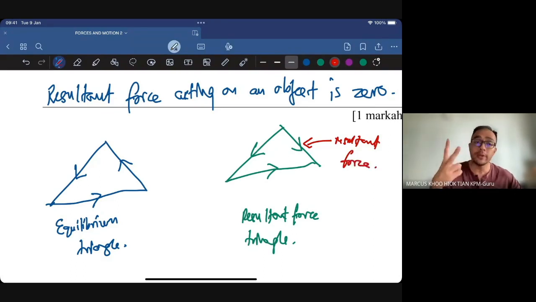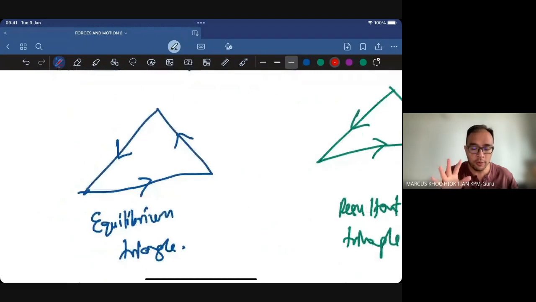Okay, there are two kinds of triangles that you need to know in this chapter. One is the equilibrium triangle, in which all the three forces go in one direction. Okay, and then the second one is the resultant force triangle, where two of them are in one direction. The resultant force is the one that is going in the opposite direction. Okay, of which the more important one to focus most likely this year is the equilibrium triangle. Okay, the fact that all three are in one direction.